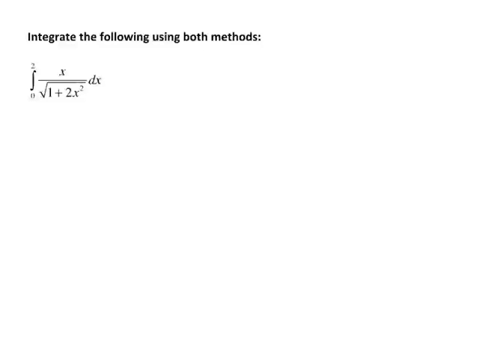So let's take a look at another example here, and I want to use both methods. I'm going to use a u substitution, and in one of them I'm going to switch back to x's and evaluate, and the other I'm going to go ahead and change my bounds and reevaluate.